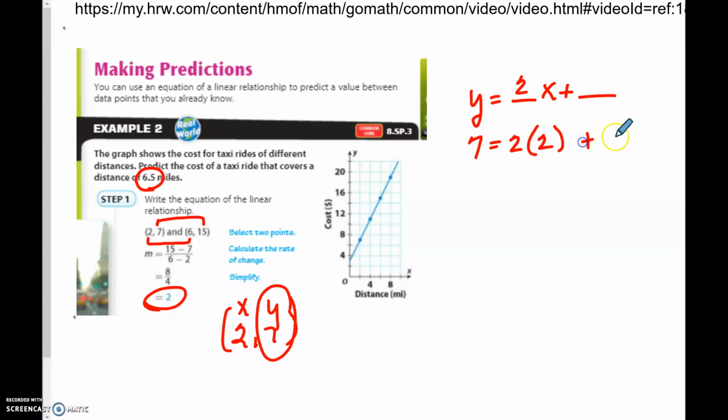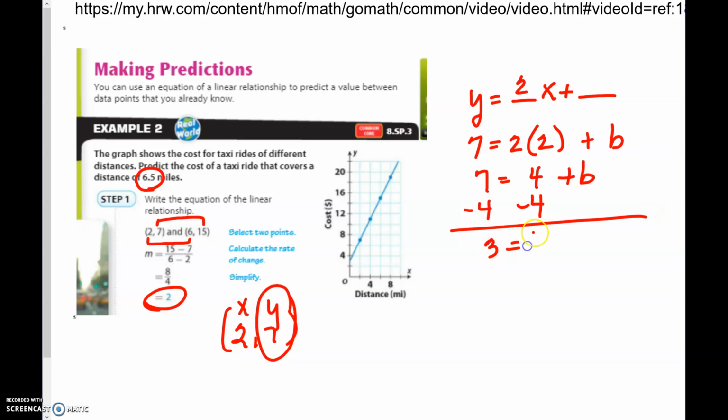And I'm looking for my y-intercept. So 7 equals 4 plus b. I'm going to do that opposite operation. So I'm going to subtract 4 from both sides. And 3 equals b, which makes sense. It's kind of right here, but I didn't know exactly where it was at and if it was going to be 3 or a decimal.